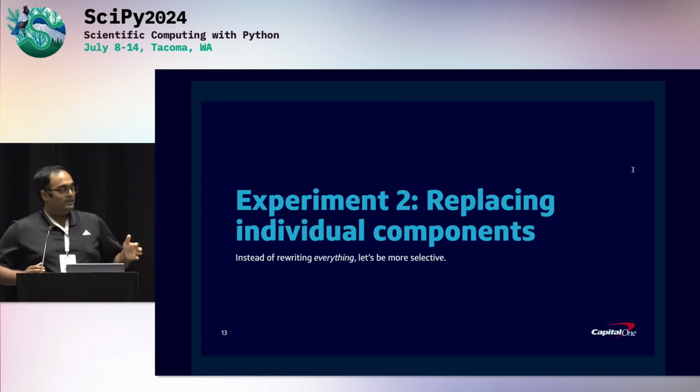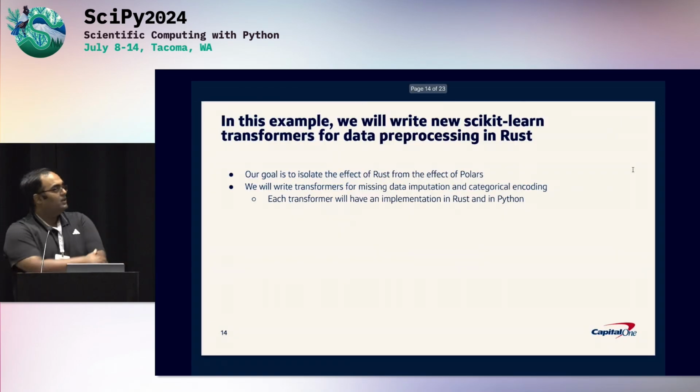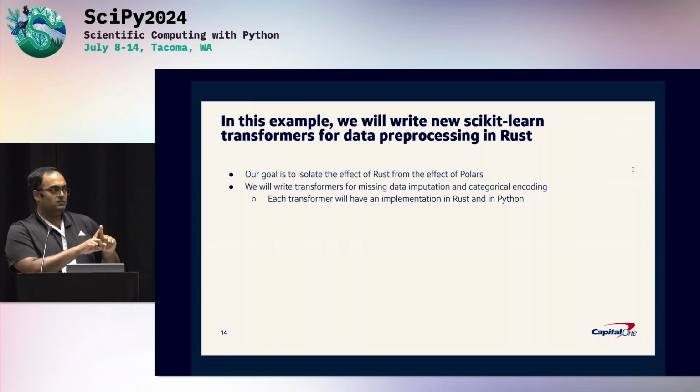So the second experiment is replacing individual components. What if we were a little bit more selective about what we're rewriting? Maybe rewriting things that are more expensive and leaving the things that are less expensive. So in this example, what we'll do is write new scikit-learn transformers for data preprocessing in Rust with two variants, right? We're going to do a Rust polars variant, we're going to do a Python polars variant, and then we have our stock pandas. And the idea here is that we can hopefully isolate the effect of writing stuff in Rust from writing stuff in polars.